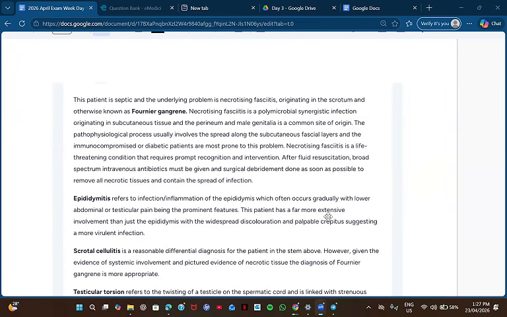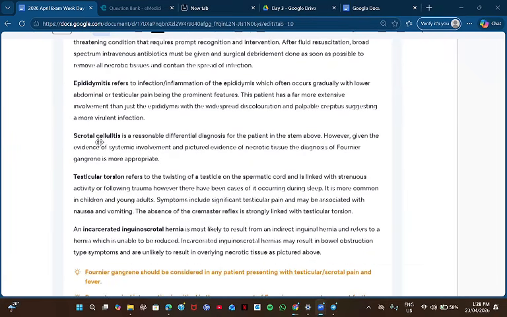Necrotizing fasciitis is a life-threatening condition that requires prompt recognition and intervention after fluid resuscitation. Broad-spectrum intravenous antibiotics must be given and surgical debridement done as soon as possible to remove all necrotic tissues. So you have learned the treatment algorithm, right? Anyway, this is an emergency case. You have to stabilize the patient by giving fluid resuscitation. Then you have to start IV antibiotics immediately, and at the same time do the surgical debridement, right? Surgical debridement is very important because there are necrotic tissues.